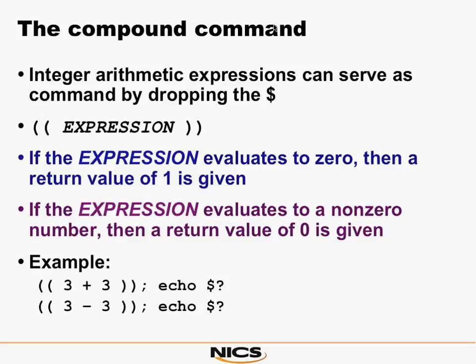I also treat these arithmetic expressions as commands themselves. Basically, if you evaluate the expression and it evaluates to 0, it will give you a return value of 1. If the expression is non-zero, it will give you a return value of 0. For example, 3 plus 3 is 6, non-zero, so it should return 0 here. And 3 minus 3 is 0, so it should return 1.